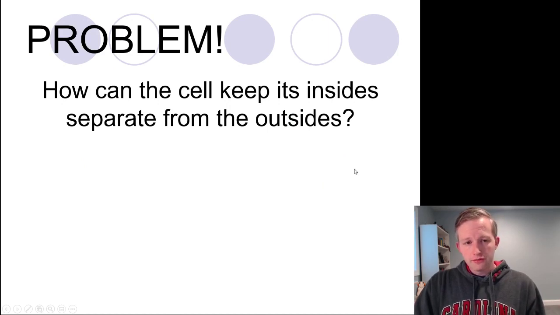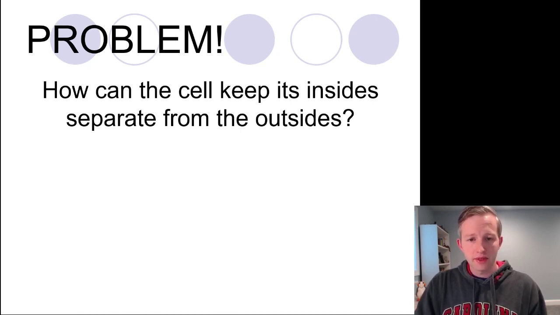For each of these, I'm first going to propose a problem that the organelle is going to help fix. So our first problem is, right off the bat, what is a cell? How does a cell keep its insides separate from the outsides? Now, it seems like a silly question, but that's actually a big deal with how cells function. The whole purpose of a cell is that it can establish a difference on two sides of a membrane, and that allows it to do all sorts of chemical reactions and actions that then facilitate the function of that cell.